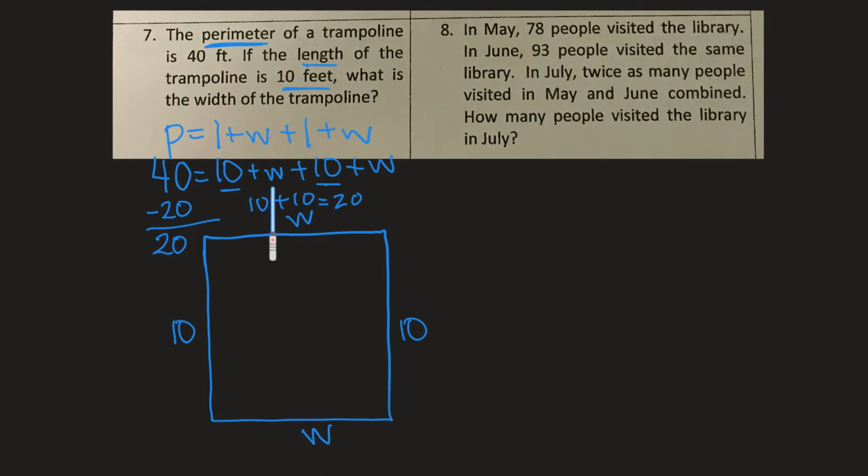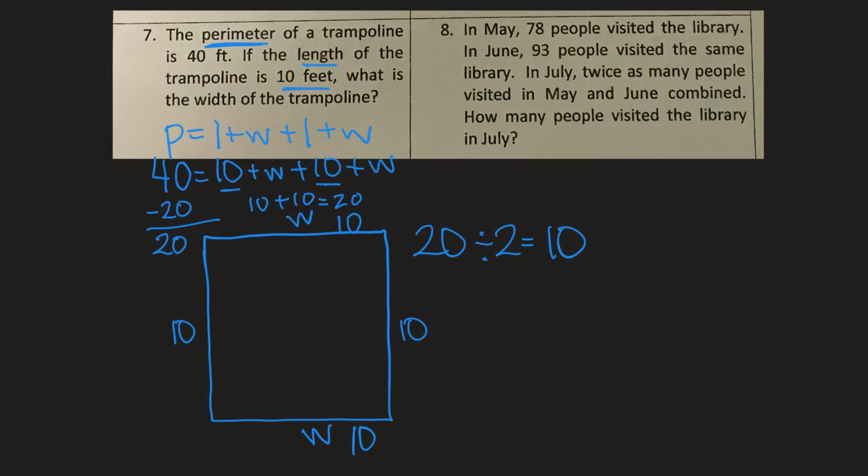And I see that up here in my equation where these W's are for both of those sides. So I know I have to take that 20 and divide it by 2. And I know that 2 times 10 is 20. So 20 divided by 2 will be 10. So that means the width is also 10 feet.